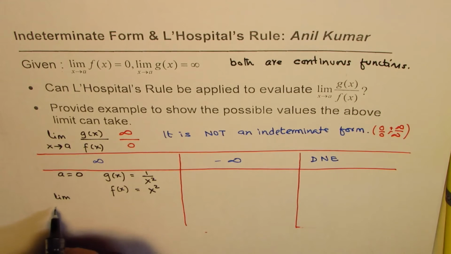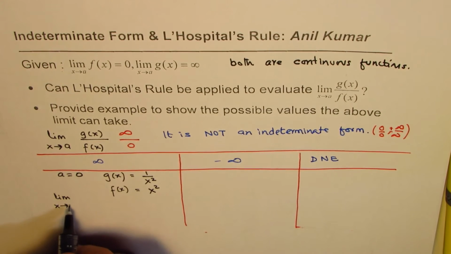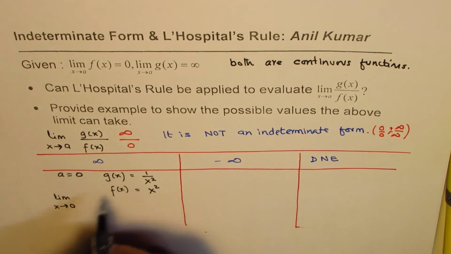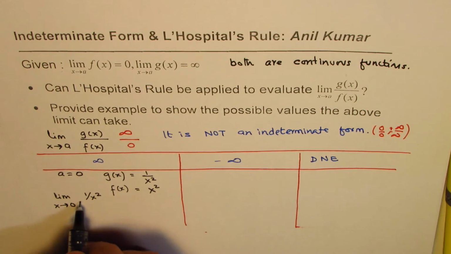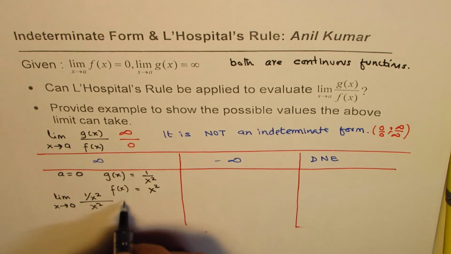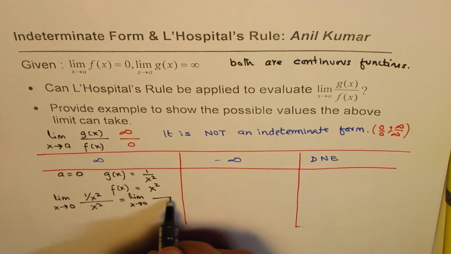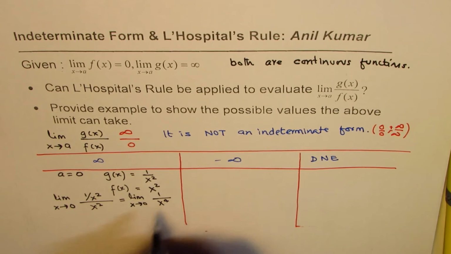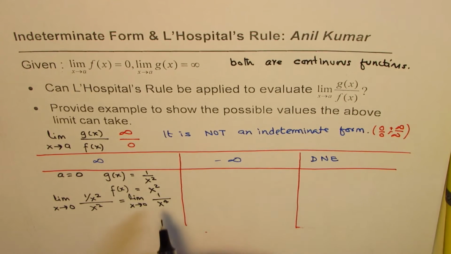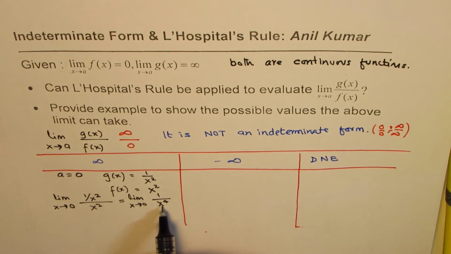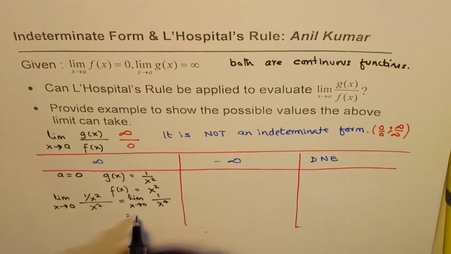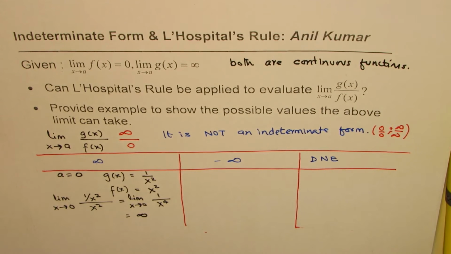I get the limit as x approaches 0, so I'm writing 0 here. g of x is 1 over x squared divided by f of x, which is x squared. So I get the limit as x approaches 0 of a function which is 1 over x to the power of 4. Now x to the power of 4, when I substitute 0, will always be 1 over 0, and that will result in infinity, right? So we get infinity as the result of this limit. I hope you appreciate it, right?